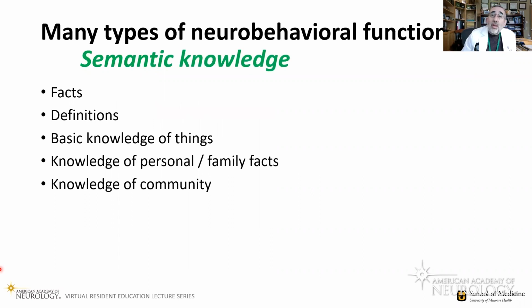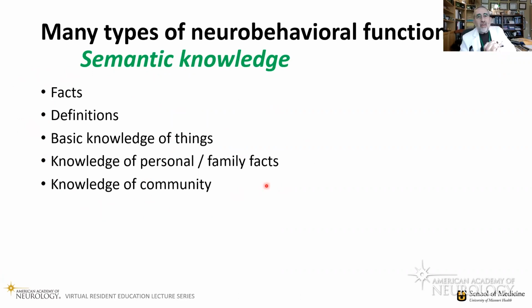A separate category might be having less access to semantic knowledge. What's the temperature at which water freezes, or the definition of words or other kinds of information, or basic knowledge about how the world works, or autobiographical knowledge about your own life or your family's life, or knowing things about the community. If you're losing this kind of information, I would not use the word memory. This is not so much a loss of the ability to recollect an experience, but it's semantic knowledge.